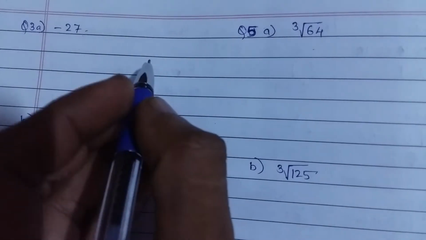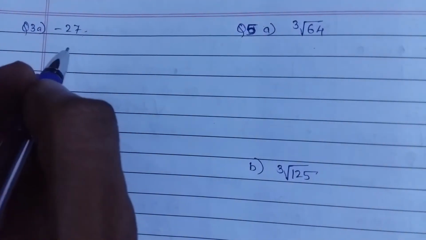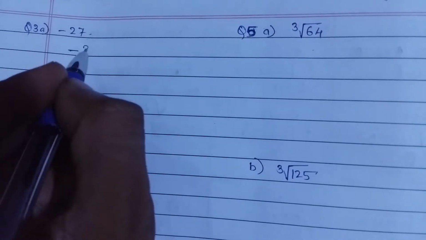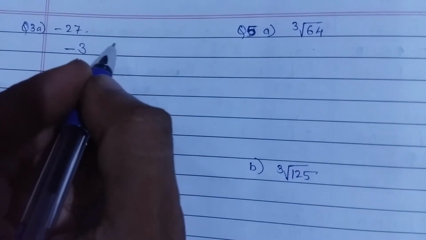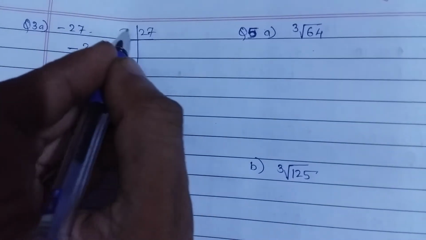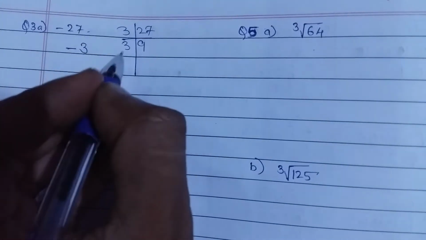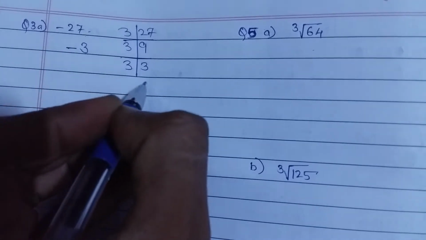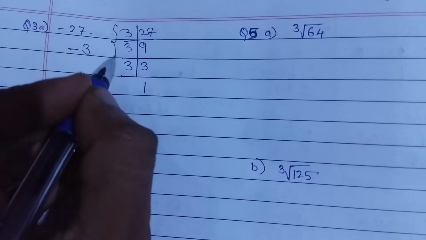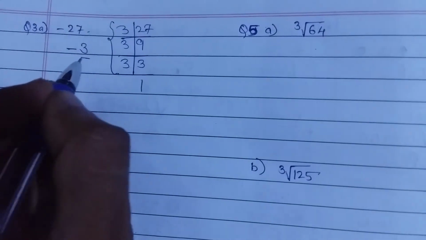Cube root of minus 27 will be minus 3, like this. When we factorize 27, 3 9s are 27, 3 3s are 9 and 3 1s are 3. So we are getting 3 three times. So the answer is minus 3.